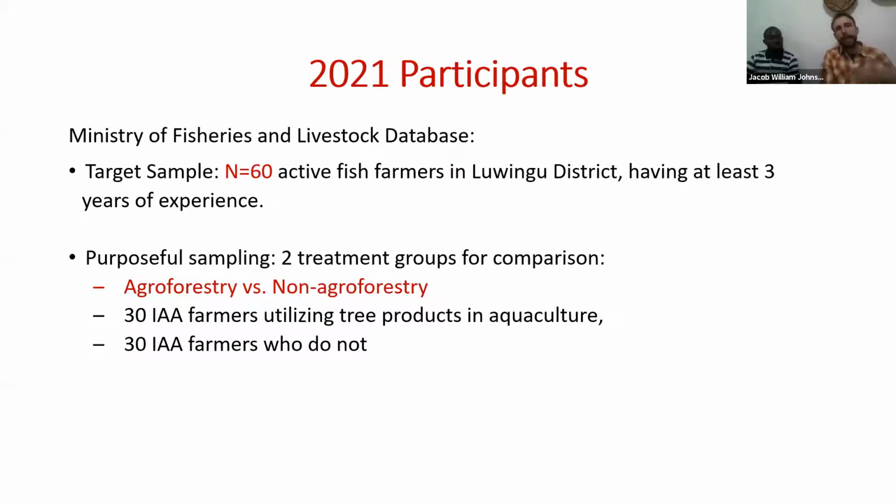So we're going to be accessing the Ministry of Fisheries and Livestock database, and we're going to do a random sampling of about 60 active fish farmers in Luwingu district having at least 3 years of experience. Excuse me, I said random sampling, I meant purposeful sampling because we want to identify 2 treatment groups for comparison. We're going to talk to a baseline group of farmers, and as we talk, we're going to identify farmers who are using trees. And when we identify those farmers through the questionnaire, we're going to ask them if they know of anybody else who's using the same management practices. And hopefully by the end of the study, we can get 30 farmers who are using tree products and 30 farmers who don't.